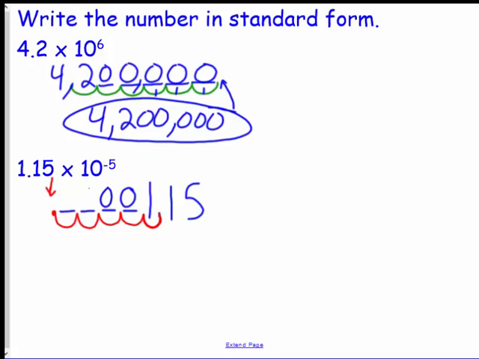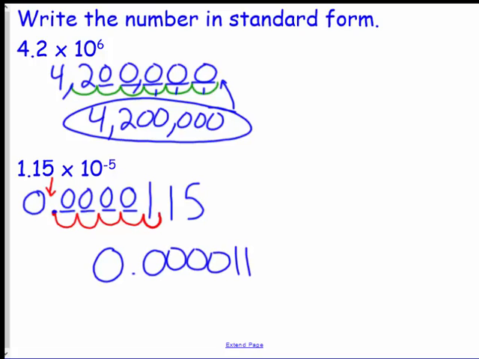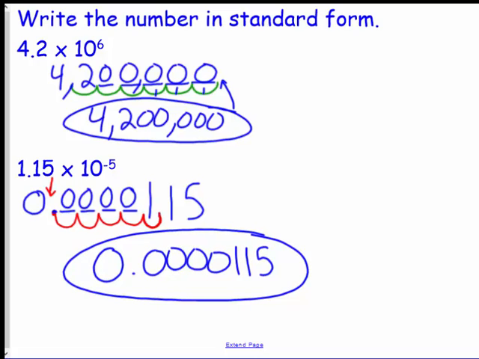So I have 1, 2, 3, 4 zeros. Then I have my decimal. Don't forget, if I have a decimal number like this, I need a 0 out in front as well. So now I can come down here and write my answer in standard form. I see 0 point, and then I have 4 zeros, and then I have 1, 1, 5. And you can see why that's a very small number and where scientific notation might be helpful.